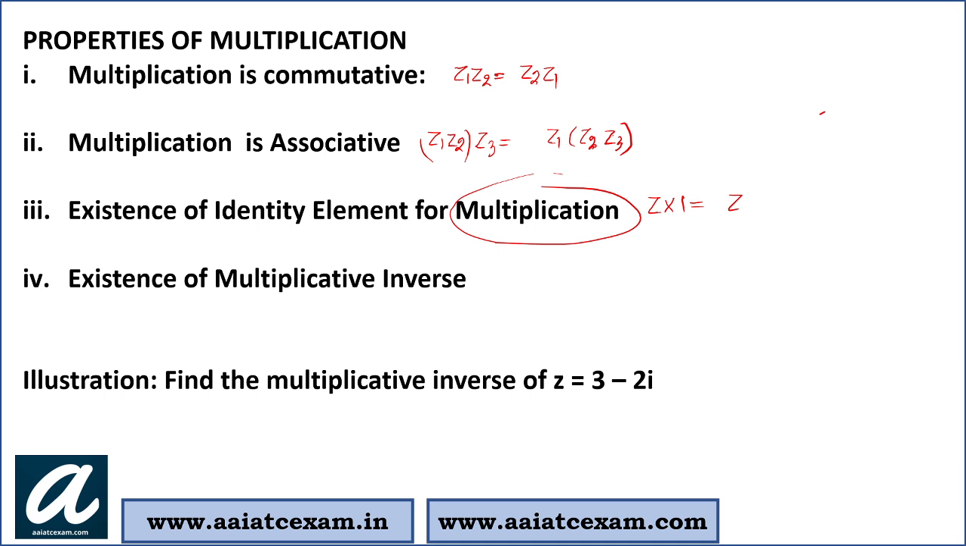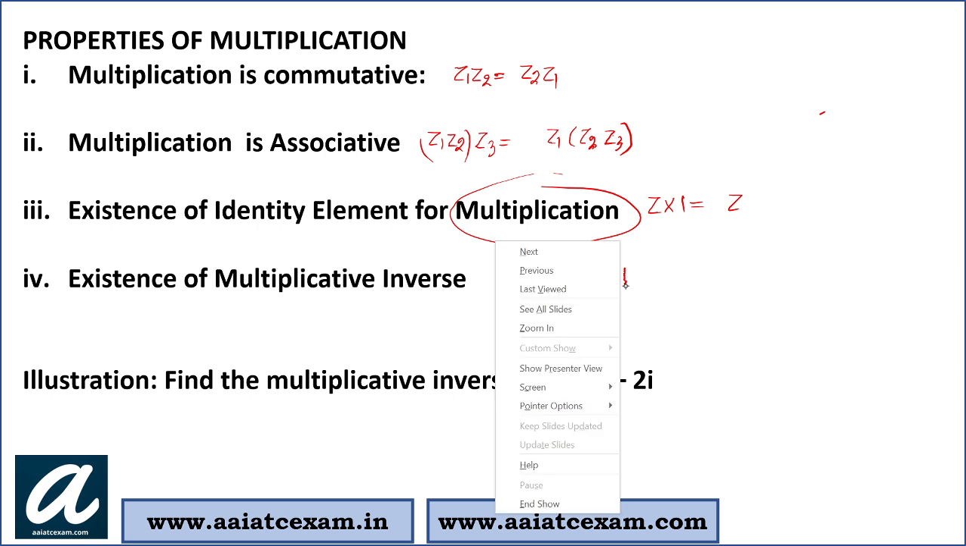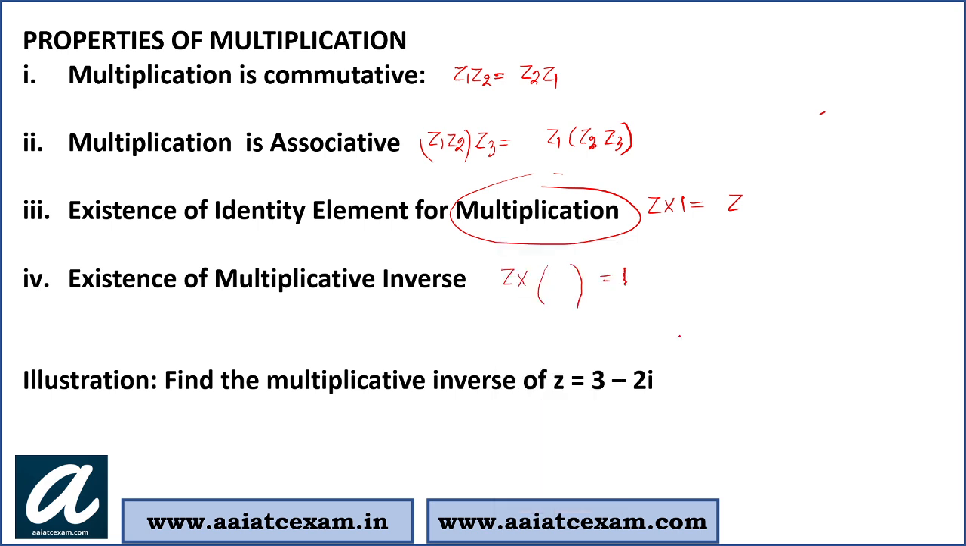Last is the existence of multiplicative inverse. What number should I multiply with this number so as to get the identity element? The identity element is 1, so I will multiply with the reciprocal of this number. That is called the multiplicative inverse. So 1 upon z is called the multiplicative inverse.